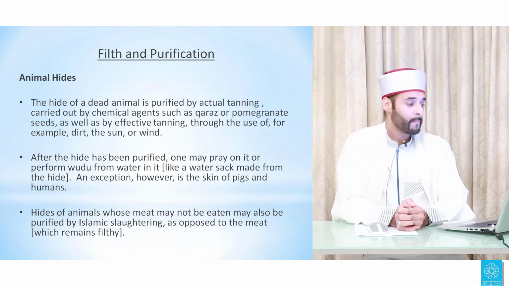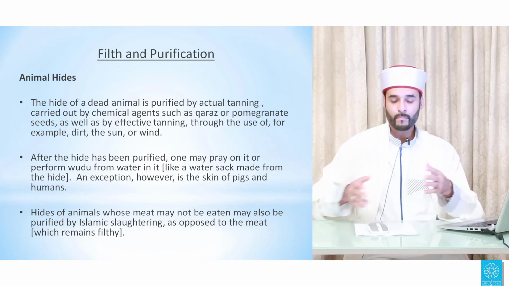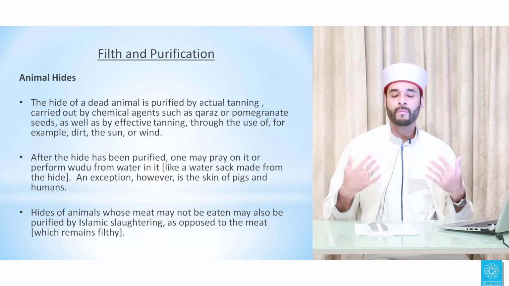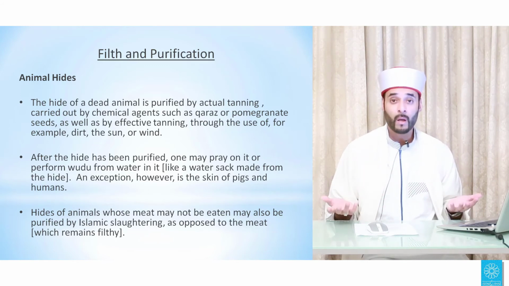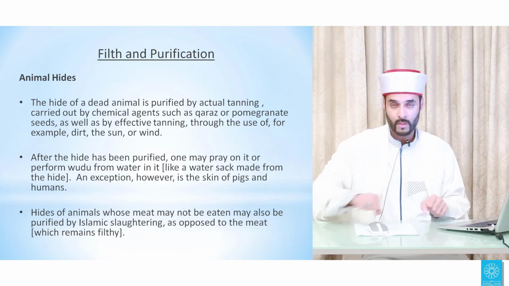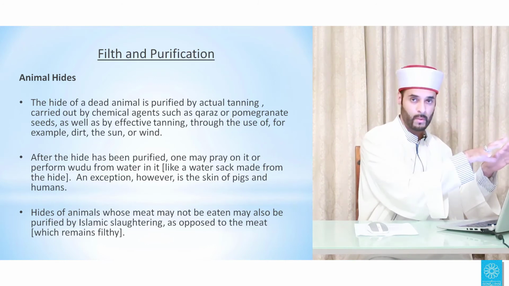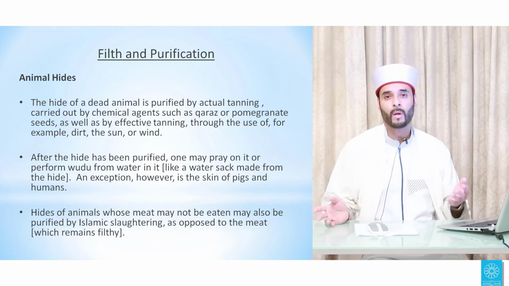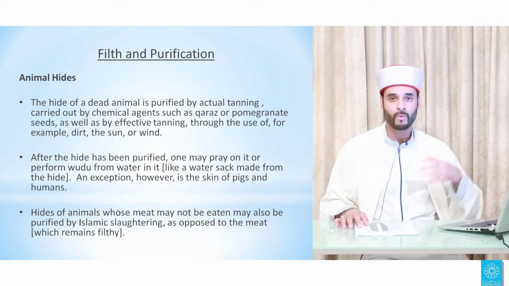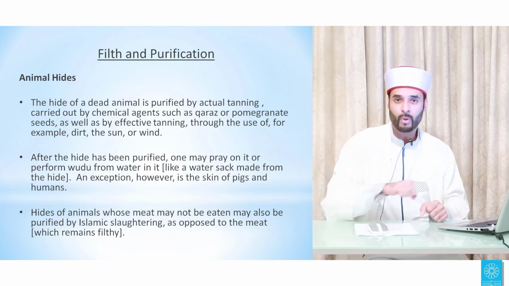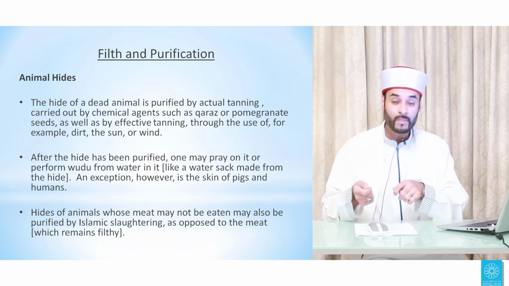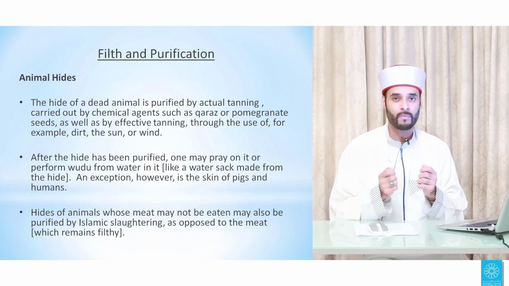The hides of dead animals are purified by actual tanning, carried out by chemical agents such as koras or pomegranate seeds, as well as by effective tanning through the use of, for example, dirt, sun and wind. So first of all, if I've got a halal animal, what's a halal animal? Slaughtered in the way of Allah. So a halal animal, then it's slaughtered, because obviously you cannot make haram animals halal by slaughtering them. So you've got a halal animal like a cow, and I've slaughtered it in the name of Allah. I've skinned it. Now that skin for me by default is halal.